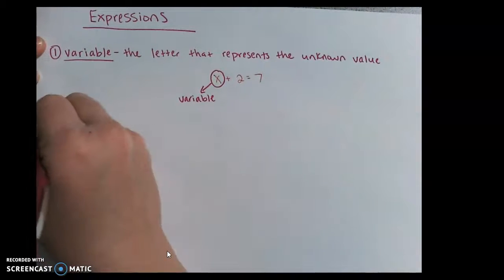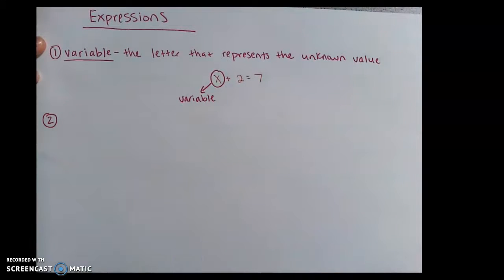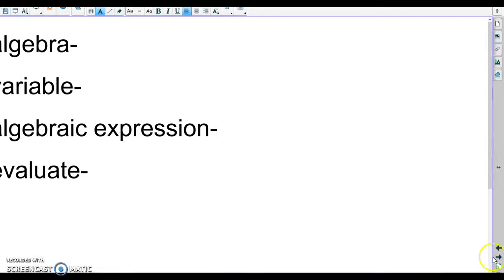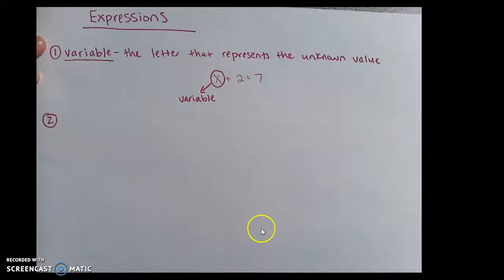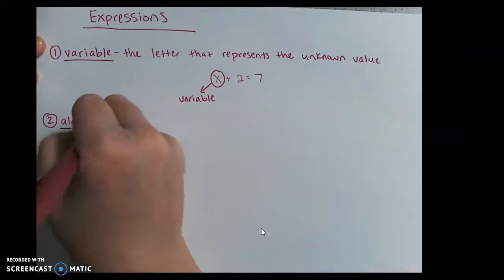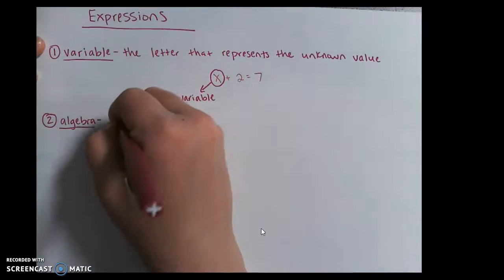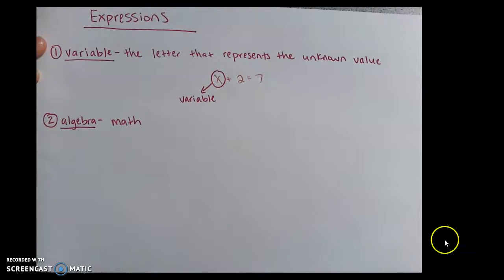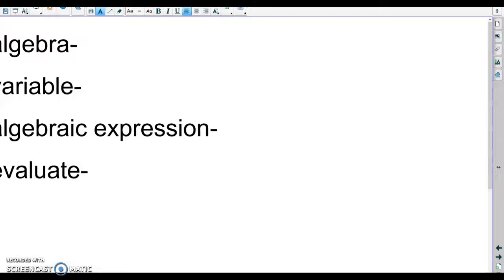All right, so number 2. The second word is algebra. Algebra is just math. Usually it's math that uses variables though. It's trying to solve the unknown.